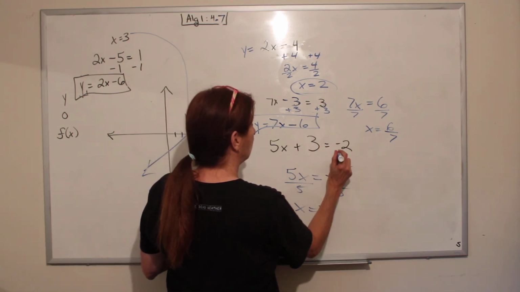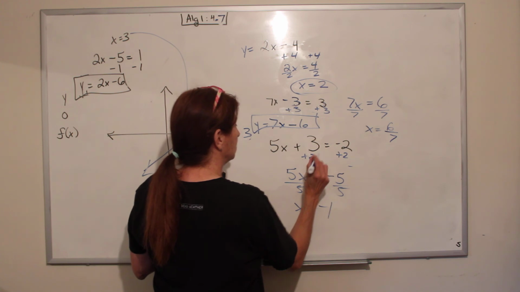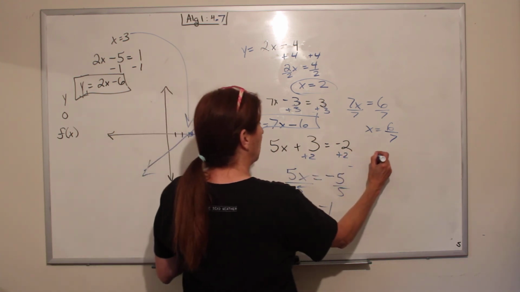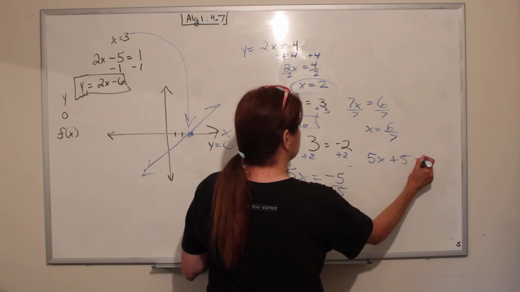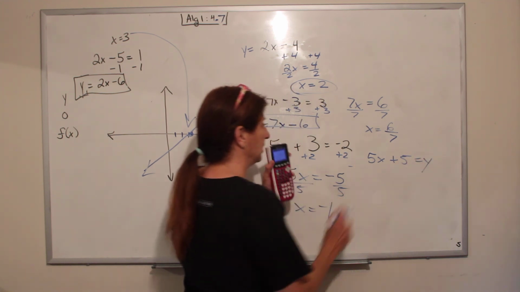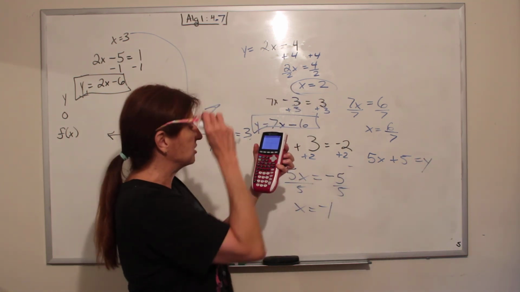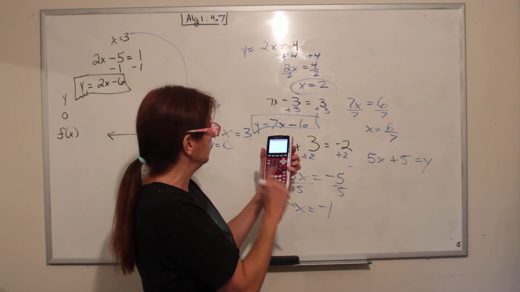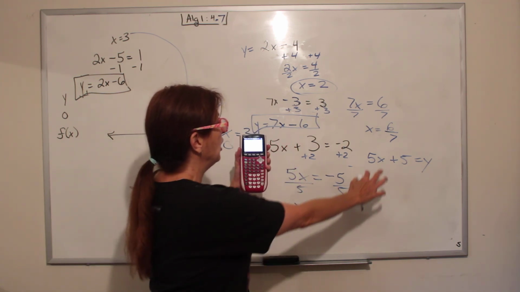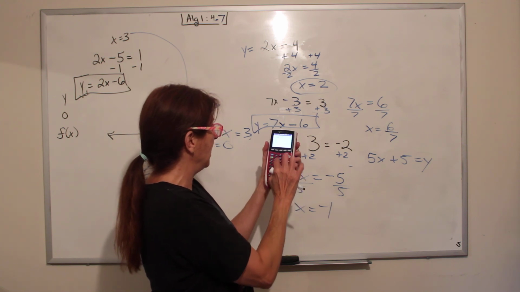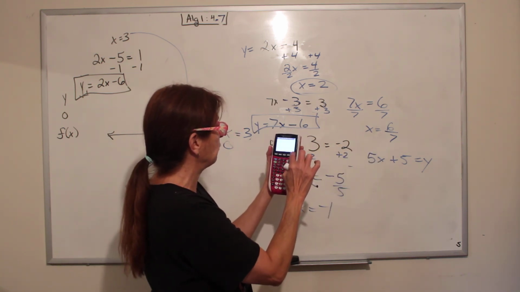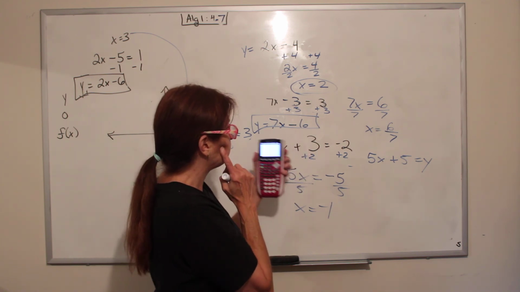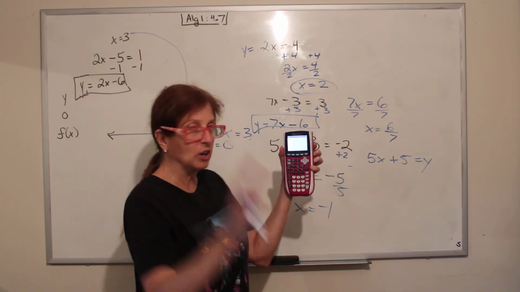Now let's redo it here and make it 0. So I'm going to take that off. Plus 2 to make it 0. So I have 5x plus 5 is equal to my y, but I'm going to now put it in my calculator. So I'm going to go to y equals, clear out what's in there, and put 5x plus 5. I'm going to hit graph and see if it crosses at -1.